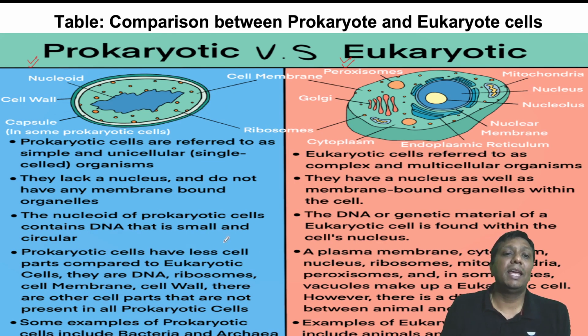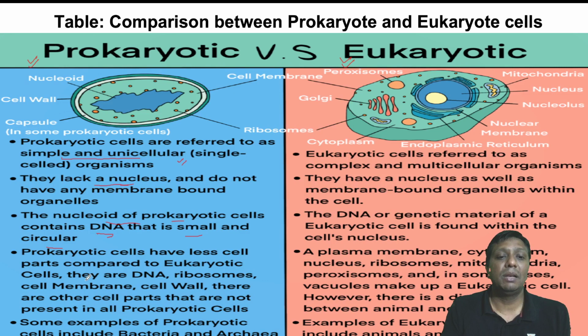Here you will see the prokaryotic cell referred to as simple and unicellular. Definitely, mostly they are simple and unicellular. They lack a nucleus, as you all know very well. The nucleoid of a prokaryotic cell has only DNA, and it may be small and circular, maybe double stranded.